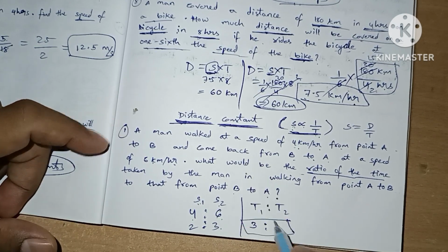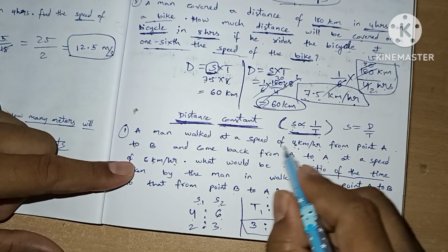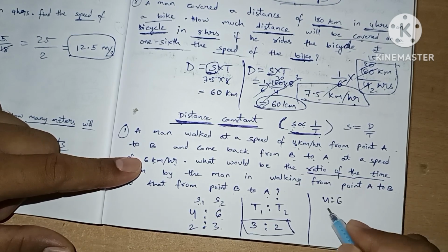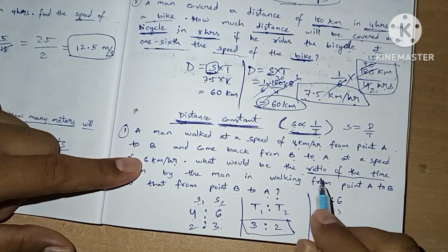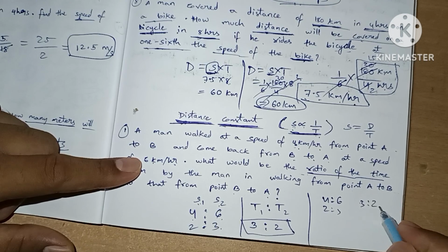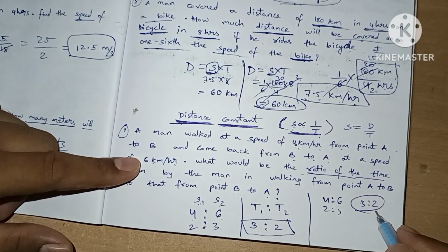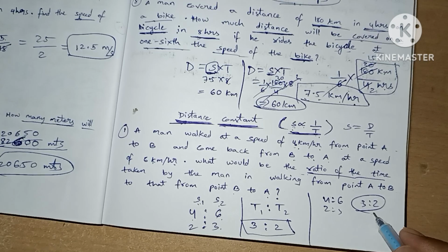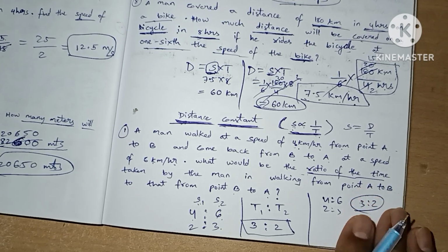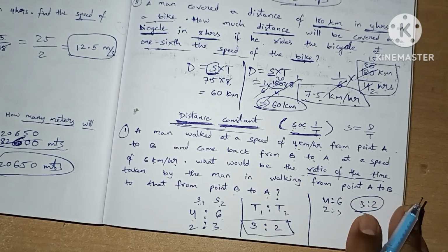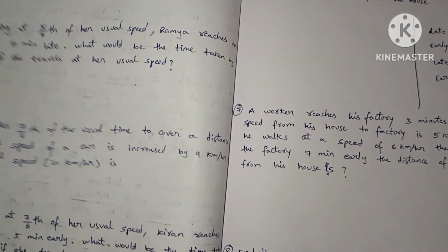So by looking at this question, we can say that the speeds are in the ratio of 4 is to 6, so 2 is to 3. The answer is 3 is to 2. Only three steps. Okay, next we are going to see one more question of the distance constant concept.